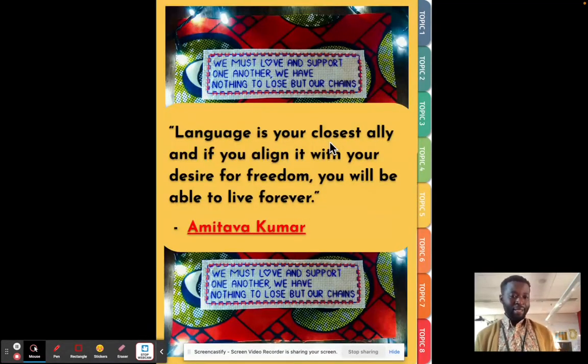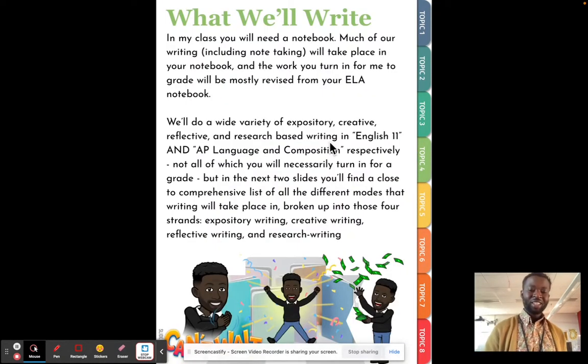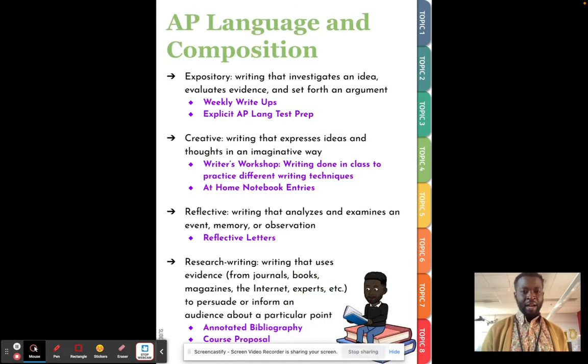In terms of what we'll write, this is a quote about language. We write on these different strands. So expository writing, creative writing, reflective writing, research-based writing.